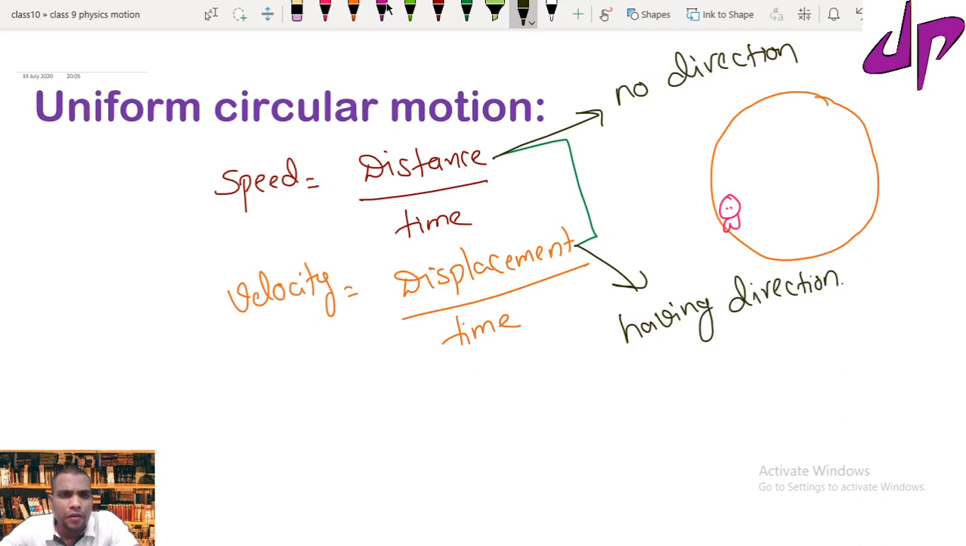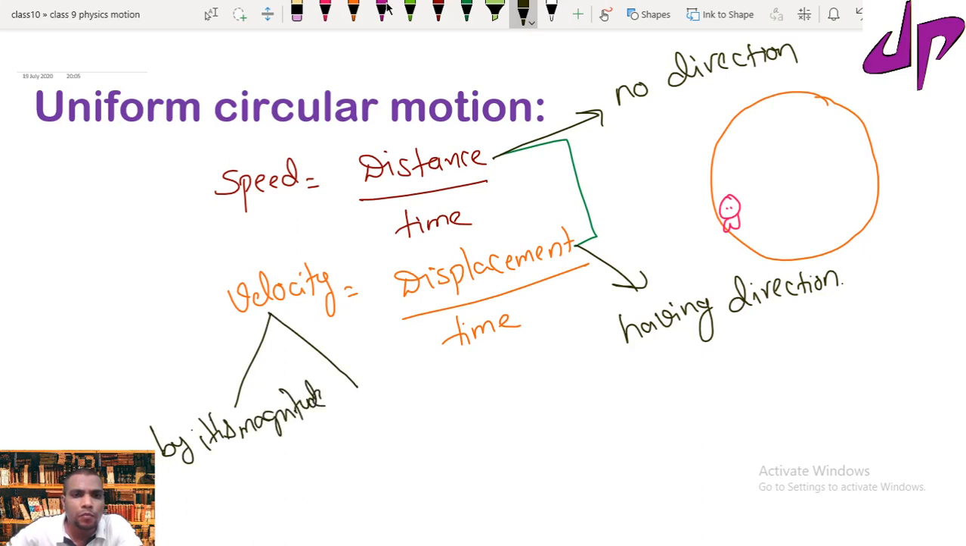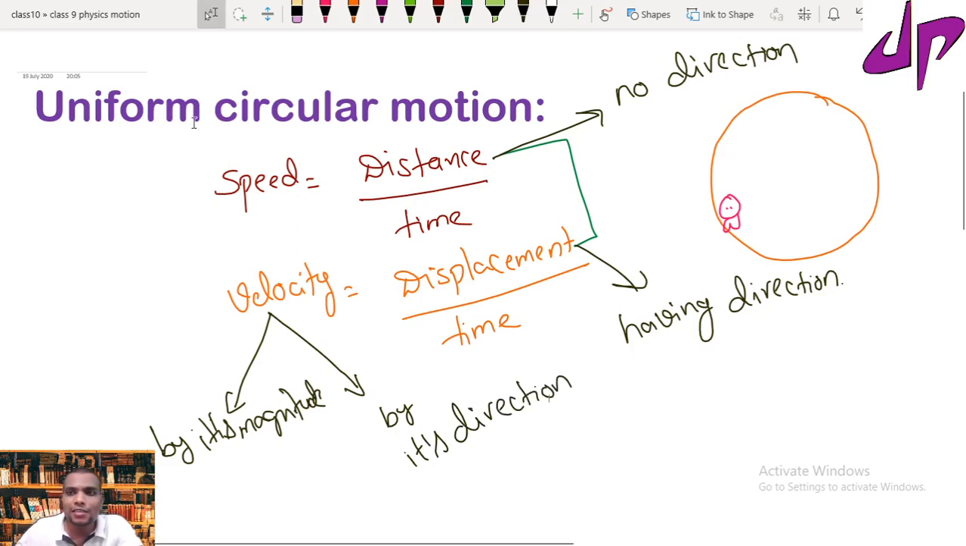So when we talk about velocity, we need to observe the object's direction. If the object's direction is changing, obviously velocity also changes. So velocity change happens in two ways: by its magnitude, and another change, which is very important here, by its direction. So let us understand this in depth.